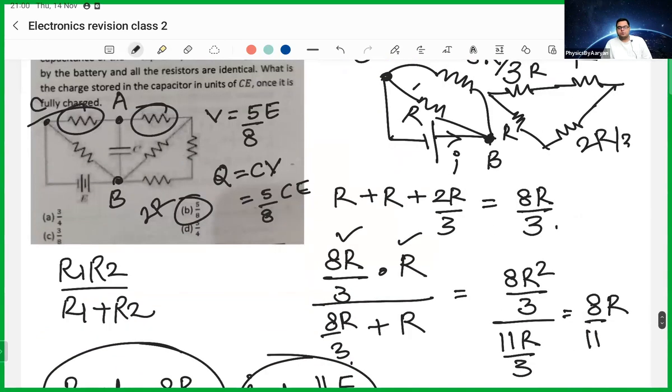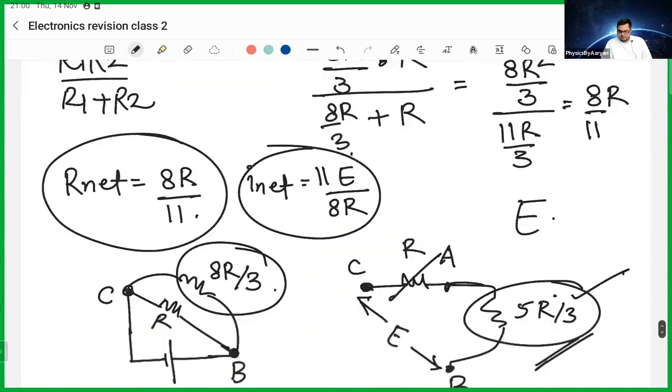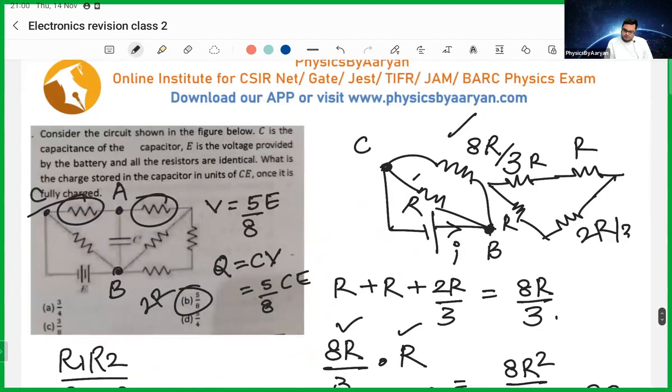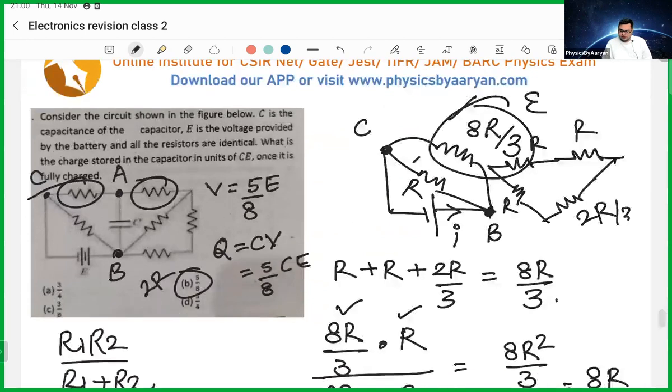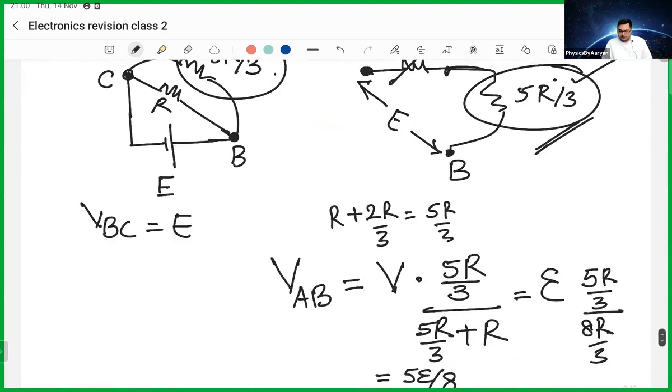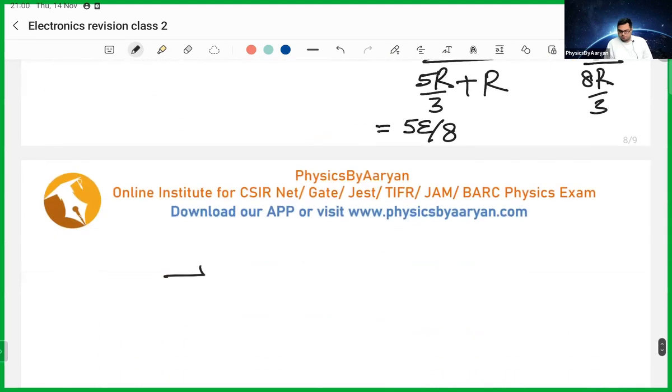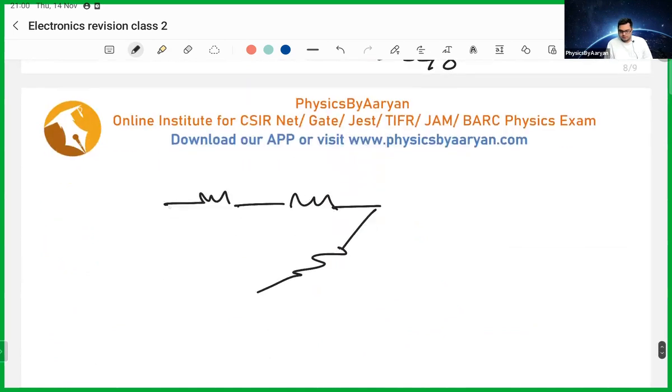Okay, so if I do that, I focus on this part. The voltage around this 8R by 3 is E. I identified that the voltage around it is E. How is this 8R by 3 made? 8R by 3 was made by using this. This point is C, this point is B, and this point is A. This is how you made it.